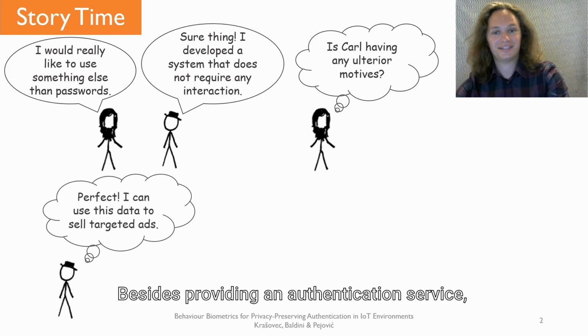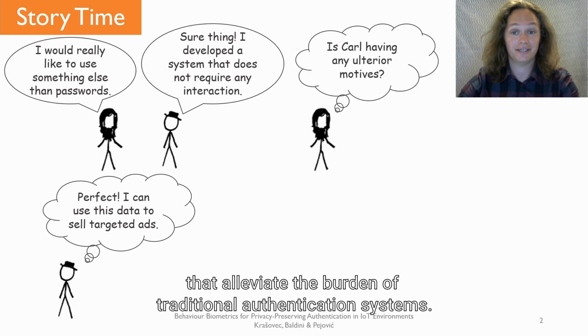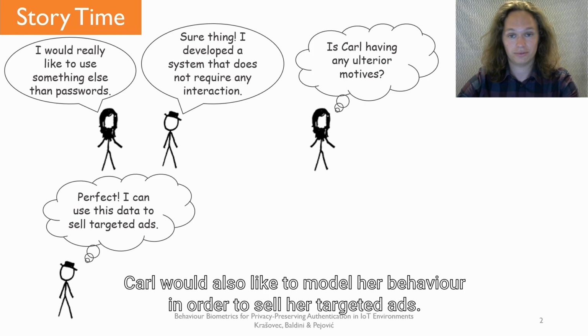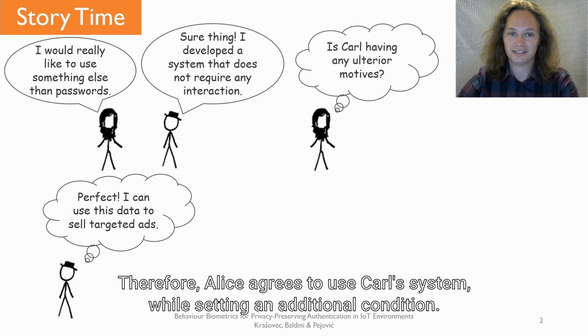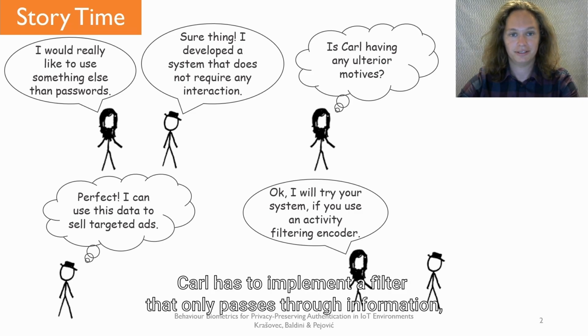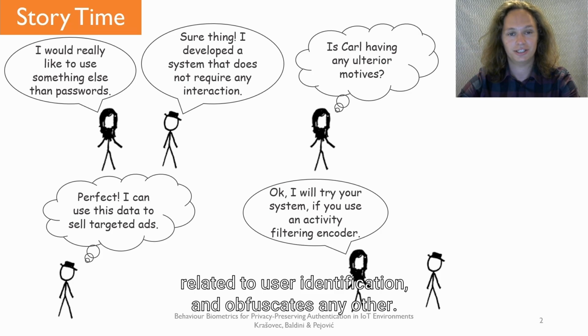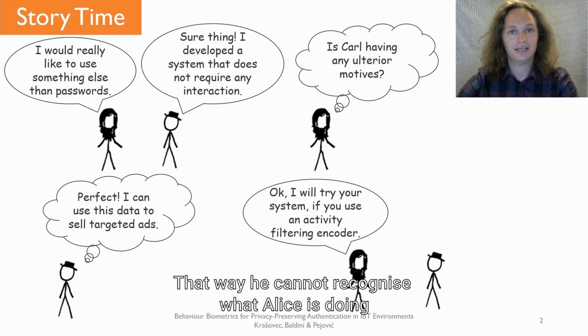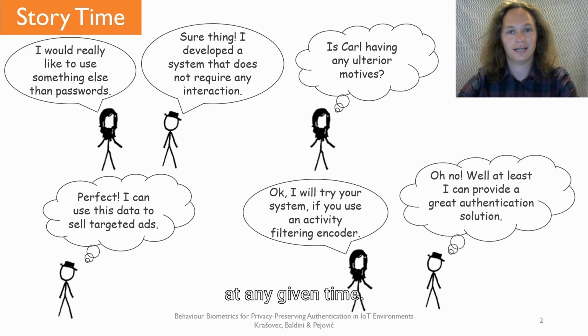Besides providing an authentication service that alleviates the burden of traditional authentication systems, Carl would also like to model her behavior in order to sell her targeted ads. Therefore, Alice agrees to use Carl's system while setting an additional condition. Carl has to implement a filter that only passes through information related to user identification and obfuscates any other. In that way, he cannot recognize what Alice is doing at any given time.